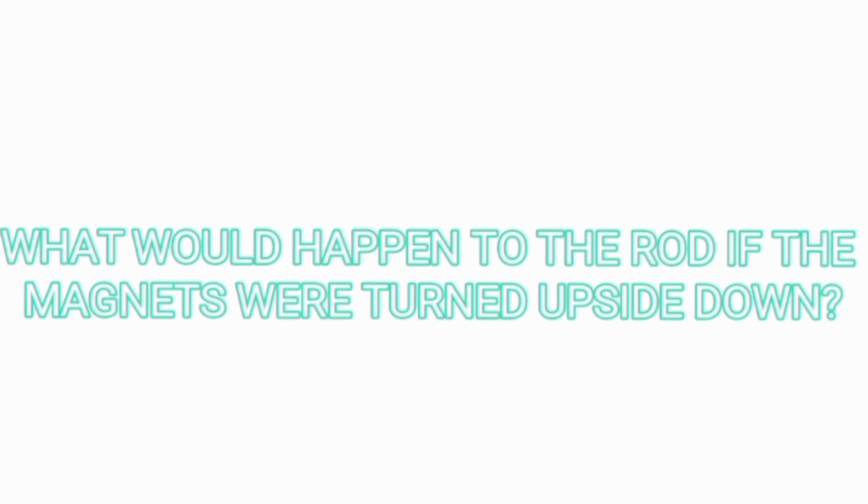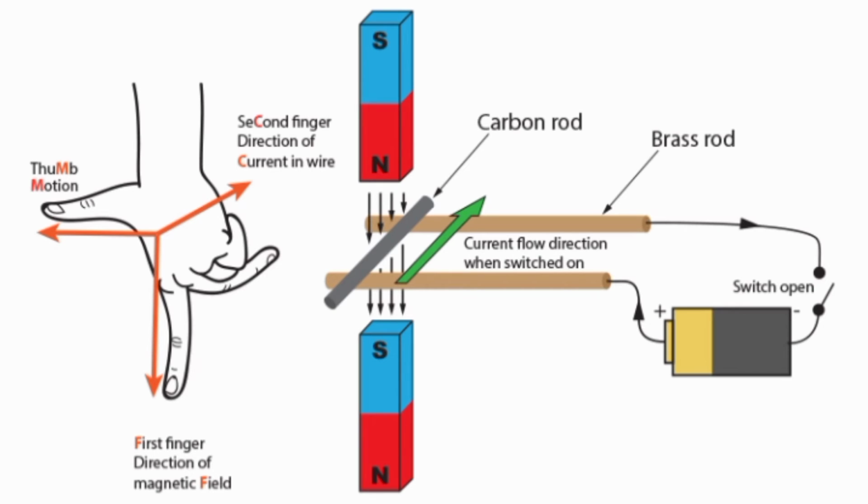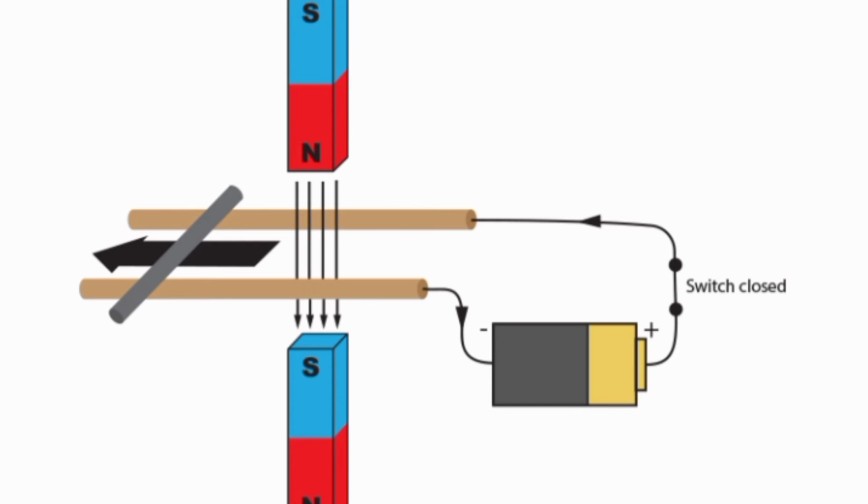Another question that might come into your mind is, what would happen to the rod if the magnets were turned upside down? If you reverse the direction of the magnetic field by turning the magnets upside down, then using Fleming's left hand rule, the first finger will be placed in line with the direction of the magnetic field, north to south, but in the opposite direction compared to before. The second finger will be placed in line with the direction of current in the wire, the same direction as before. Your thumb will now show you the direction of the motion of the carbon rod. In this case, it will be the opposite direction to the first left hand experiment.